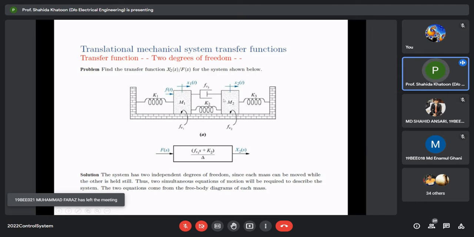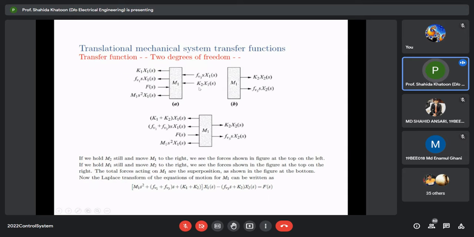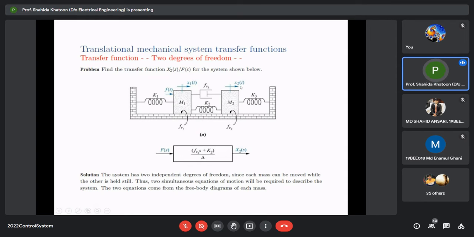Because this is a connected system, the effect of this force will be observed with this mass also. This mass will travel in this direction by x1, the other mass will travel in this direction by x2, and this is the applied force. The effect of this damper and this spring will be experienced by M1, and the effect of this K3 spring and these two will be experienced by M2.